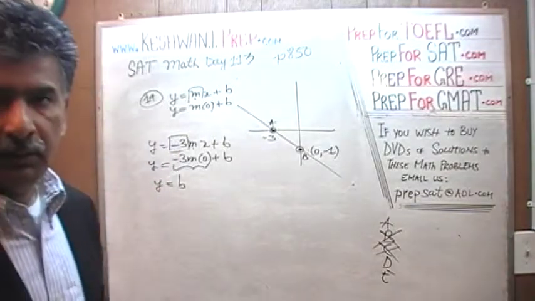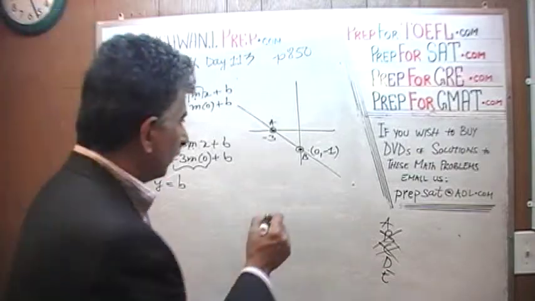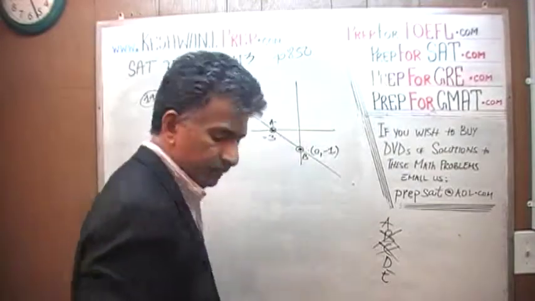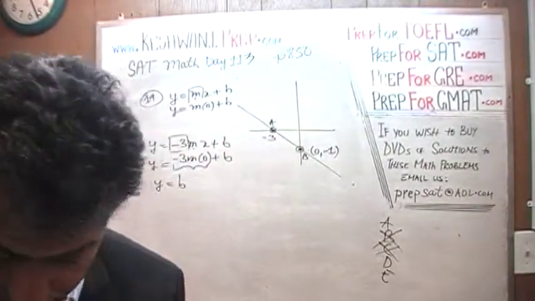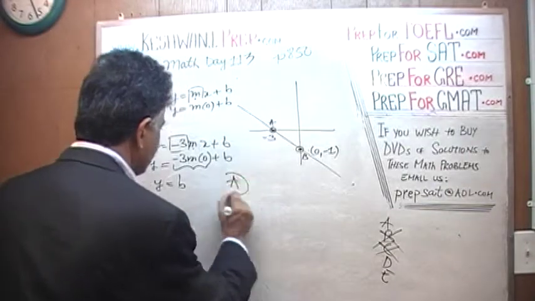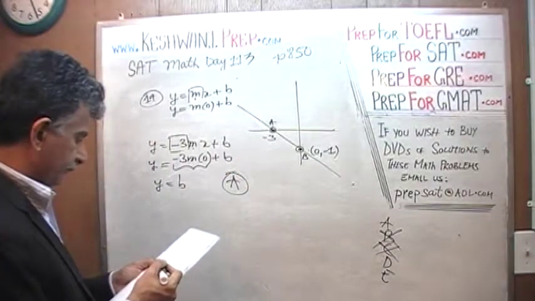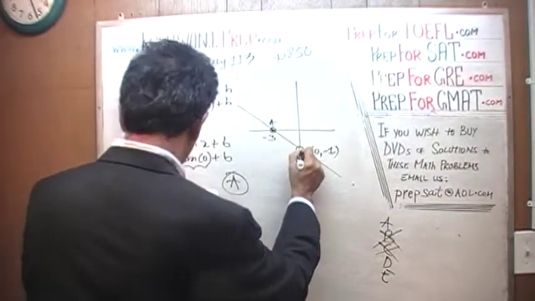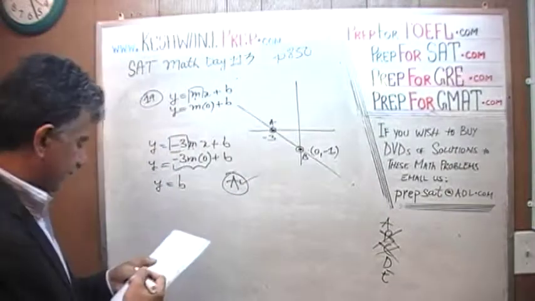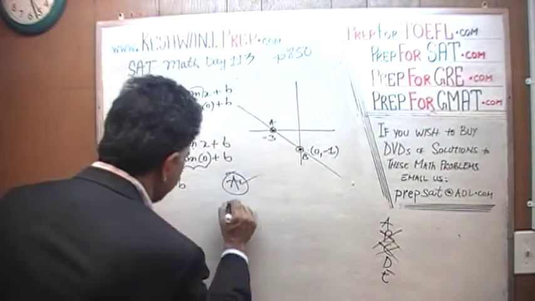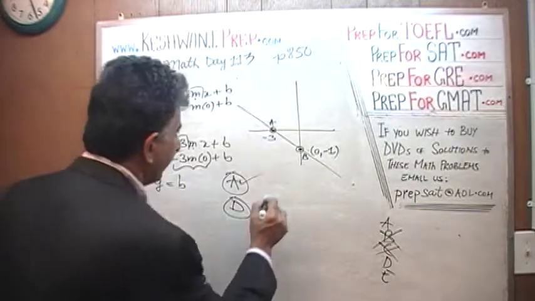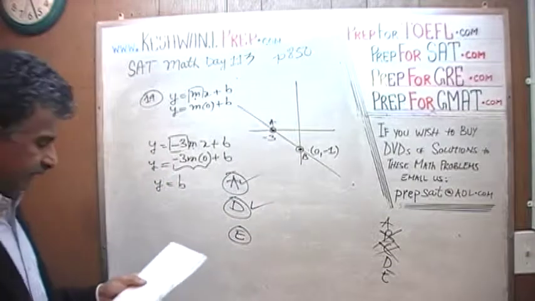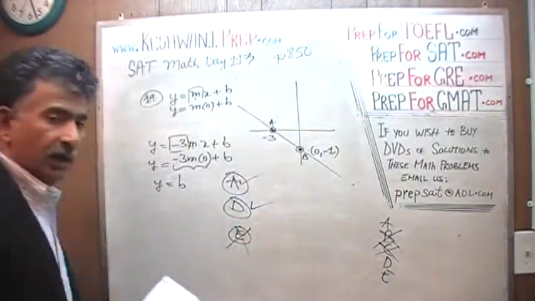What does it tell us? This tells us that the correct answer, whatever it is, has to go through this point b. Now we're going to look at answer choices A, D, and E. Answer choice A does go through negative 1, so that's a possibility. Let's look at D. D also goes through negative 1 right here. But E does not. So now it's A and D.